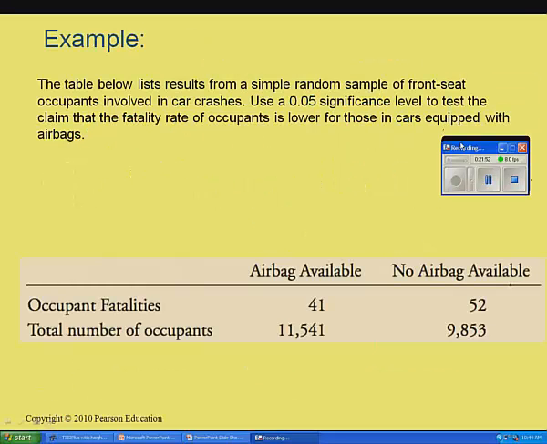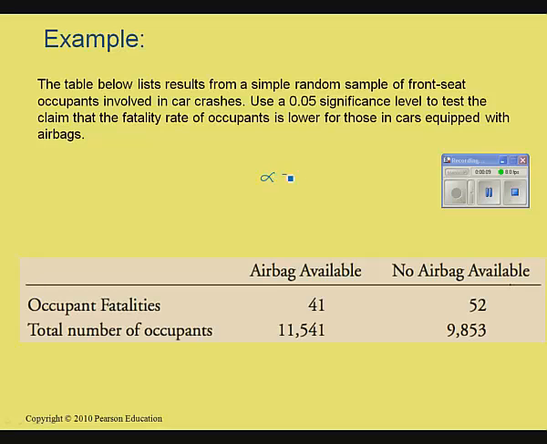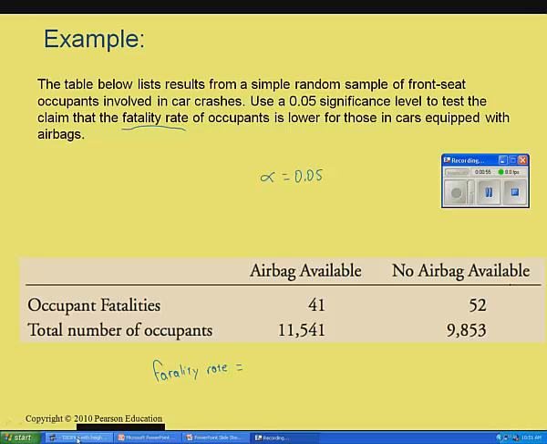Okay, example from the book. Let me pause and find what page. When it says use a 0.05 significance level, what does that mean? What's 0.05? Okay, we call that alpha. I'll write that down. We want to test the claim that the fatality rate of occupants is lower for those in cars equipped with airbags. The fatality rate. By the way, it says lower for those in cars equipped with airbags. So here I have airbags, right? And here I don't. I guess what I could do is I could compute the fatality rate, right? How would I do that? Yeah, that's all there is to it.